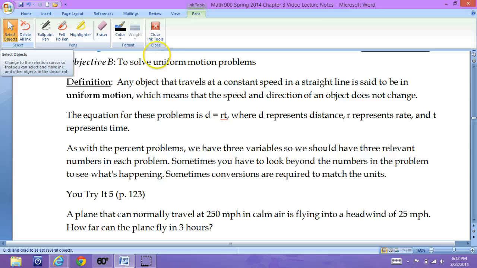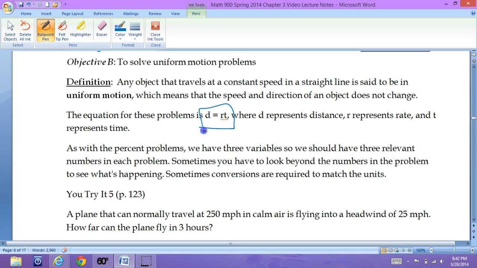So objective B is to solve uniform motion problems. And this is something you're going to see again multiple times throughout this course, so it's better to understand it now when problems are a little bit easier than they will be later on. Definition: any object that travels at a constant speed in a straight line is said to be in uniform motion, which means that the speed and direction of an object does not change. It's just a definition. Don't worry too much about it.